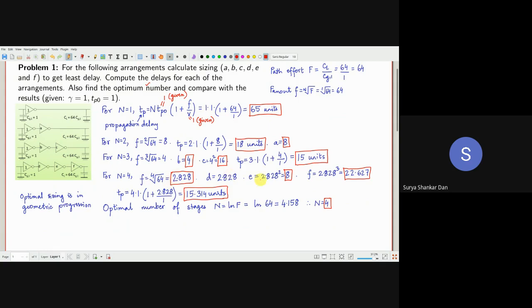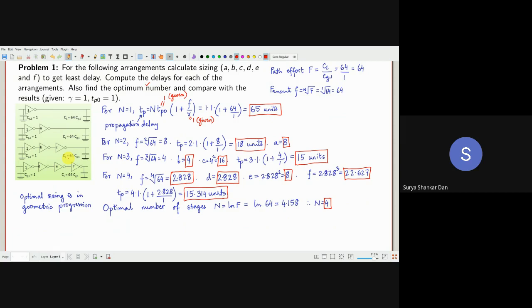For example, D is 2.828. Oh, I'm sorry, I should actually put a red here also. This is also a part of the answer. So as you can see, D is a particular size, E is 8. So you are increasing the sizing also. So if the sizes increase, what will happen? You are also increasing the capacitance seen at this node from the input side, right? So what will happen if the capacitance increases? Then there is also an RC delay. So essentially, your delays will increase.